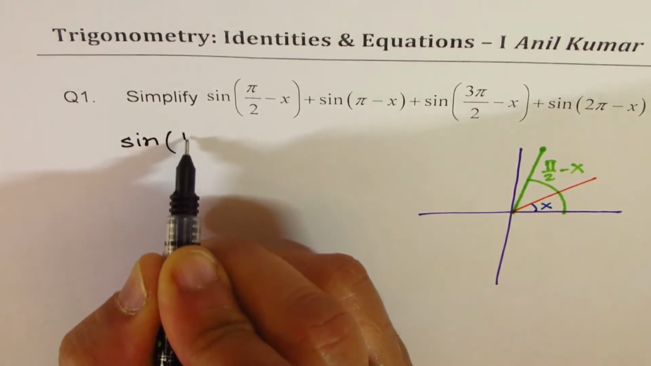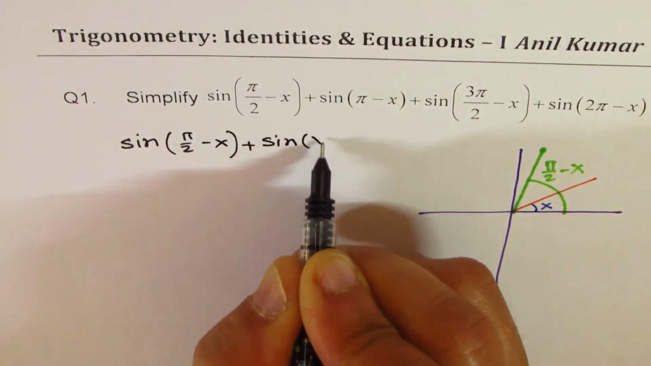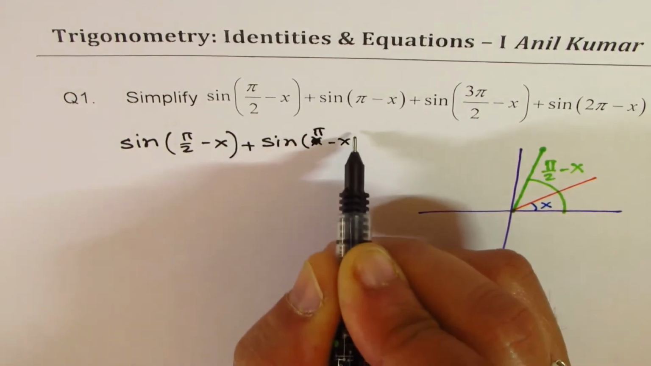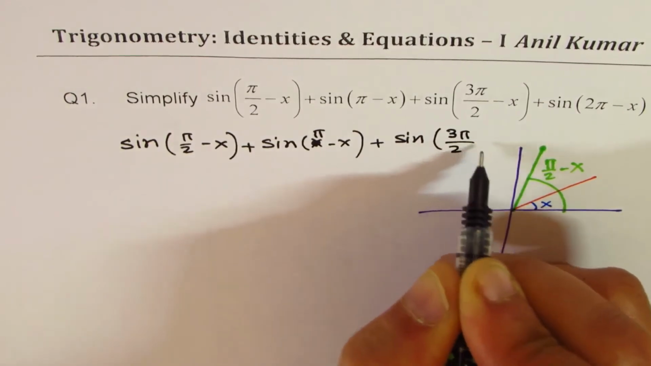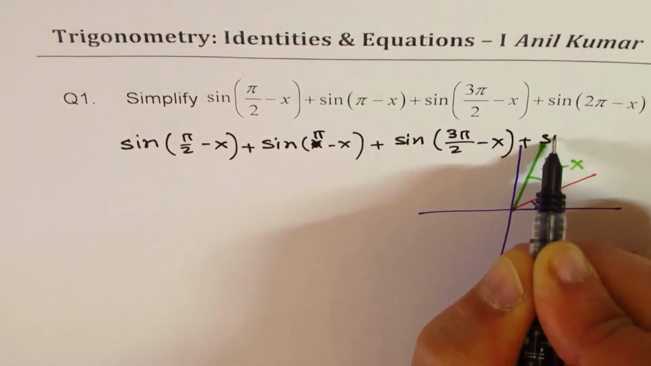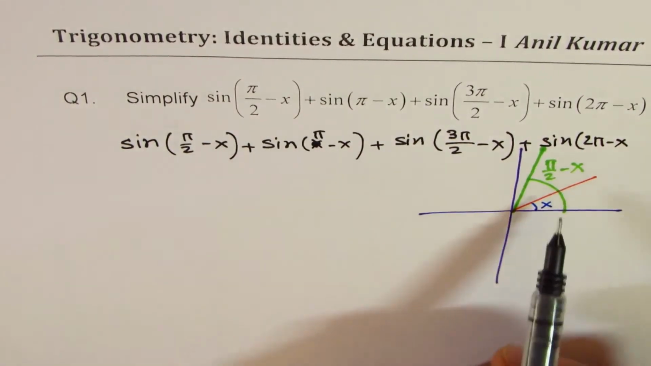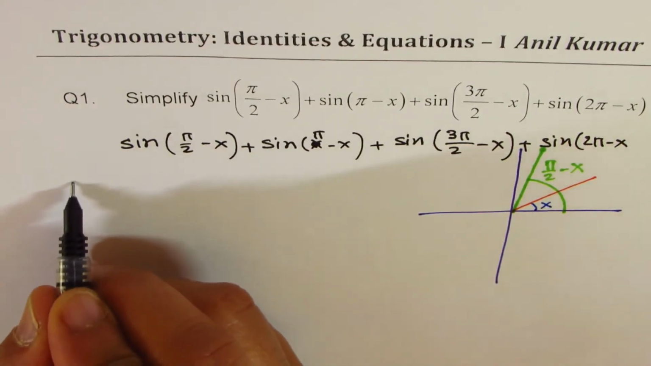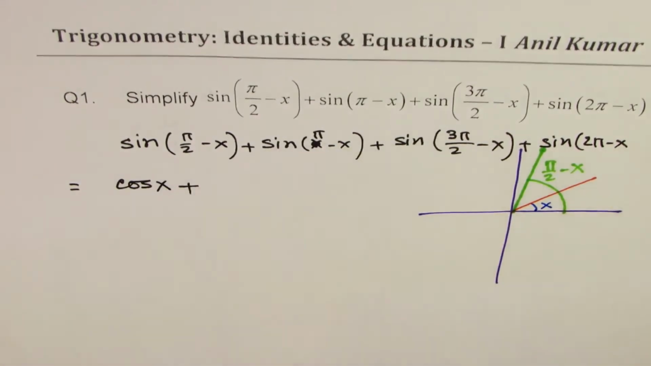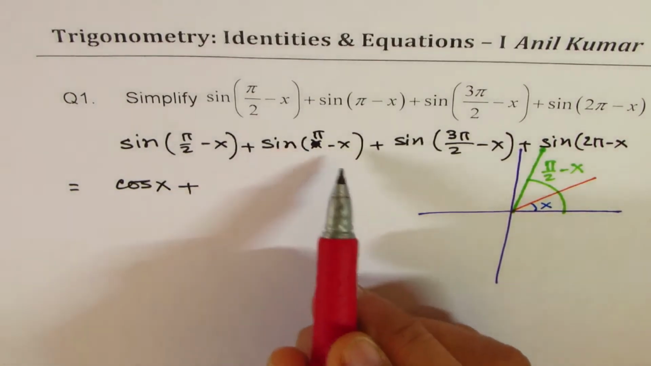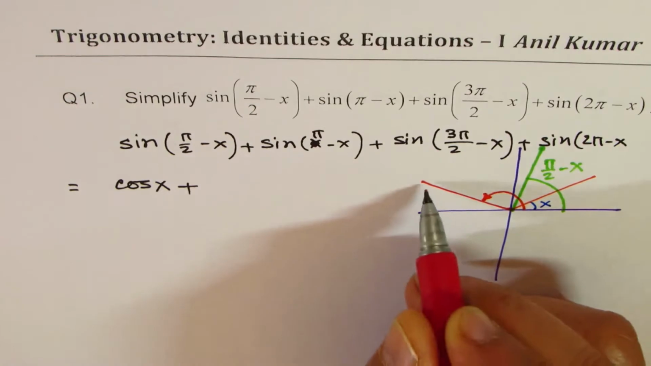So let me rewrite this particular expression, which is sine of pi by 2 minus x plus sine of pi minus x plus sine of 3 pi by 2 minus x plus sine of 2 pi minus x. Now the first expression, as you can see, sine changes to cos, so I could write this as cos of x, right? Now let's look into the next one, which is pi minus x.